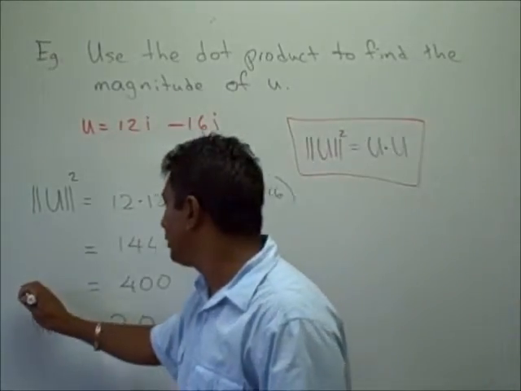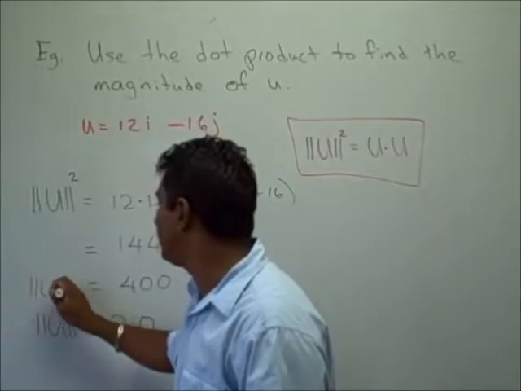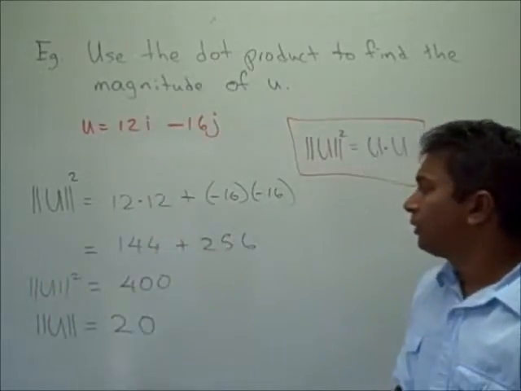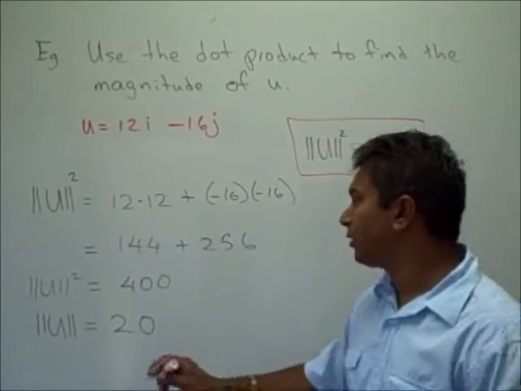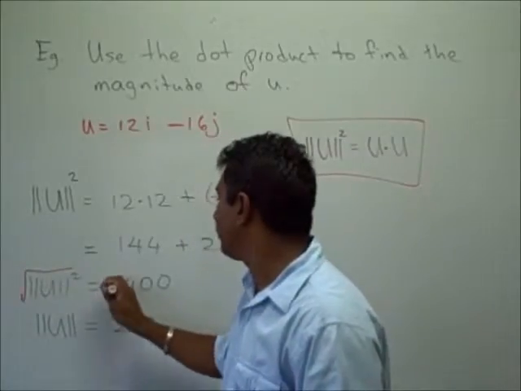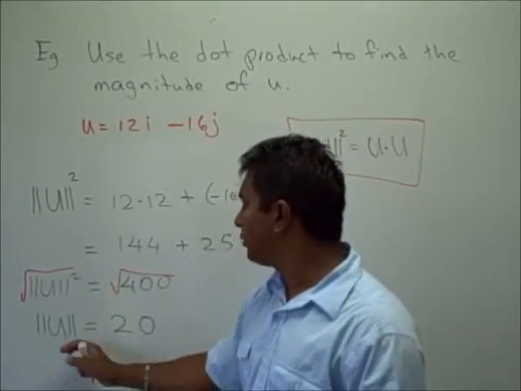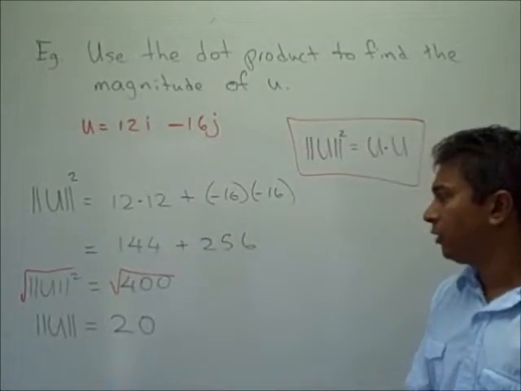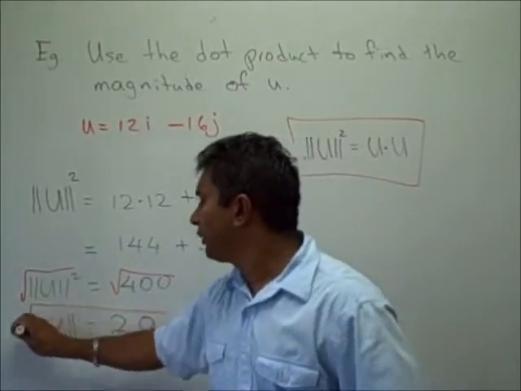Now this is the magnitude squared. So to find the magnitude of the vector, we can now take the square root of both sides. So the magnitude is equal to the square root of 400, which is 20 units.